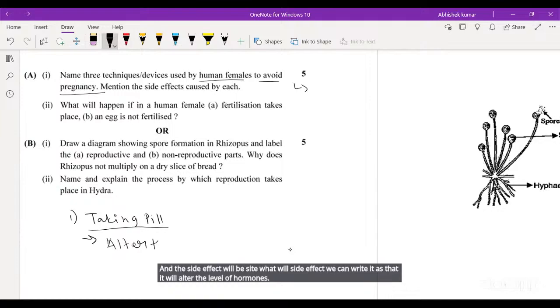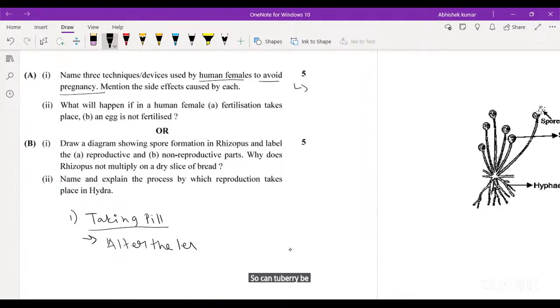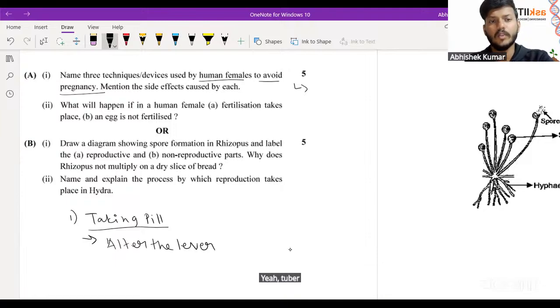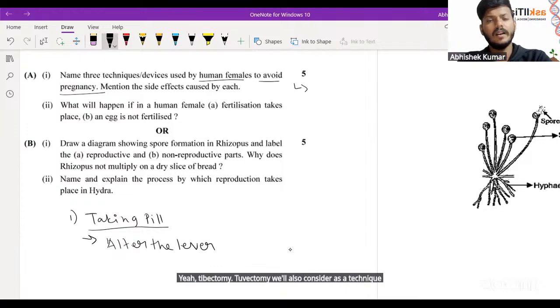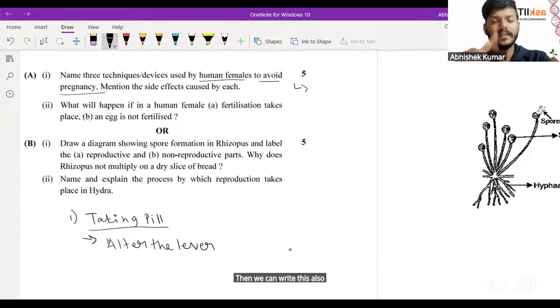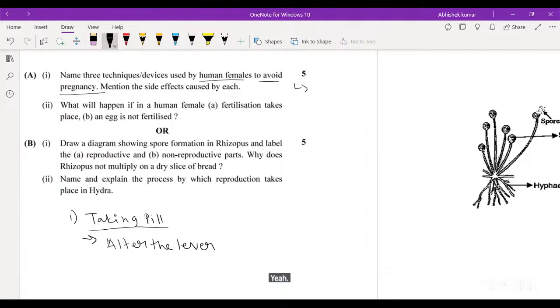Can tubectomy also be considered, as it's also saying techniques? Yes, tubectomy will also be considered a technique, but it is a permanent method. Then we can write this also. There are two types of methods of contraception, right? Contraception means, okay, let me tell you.